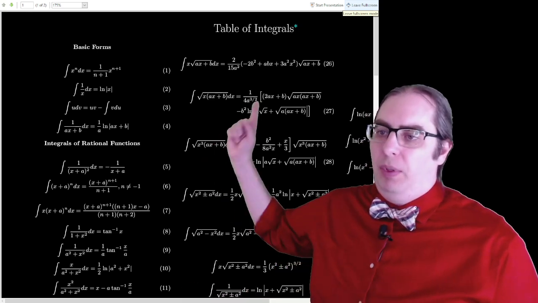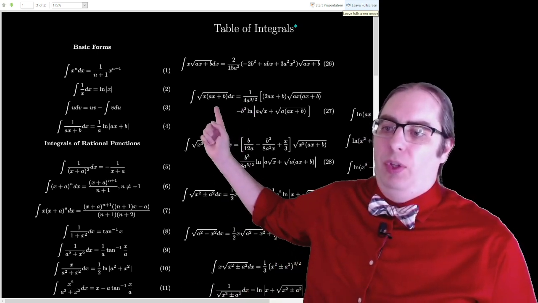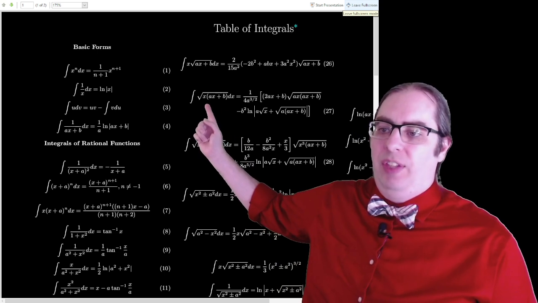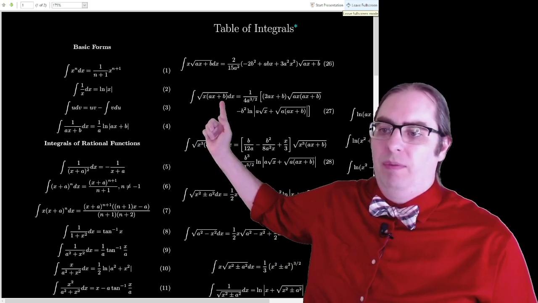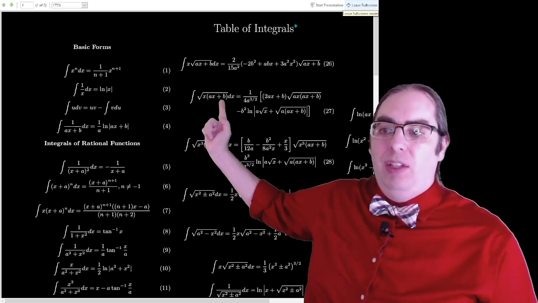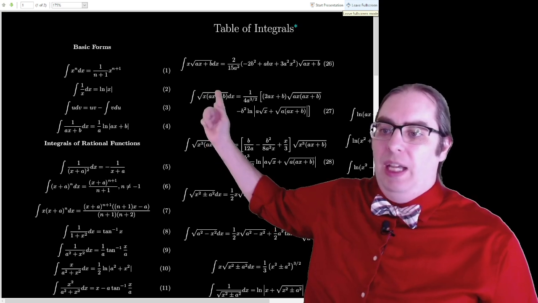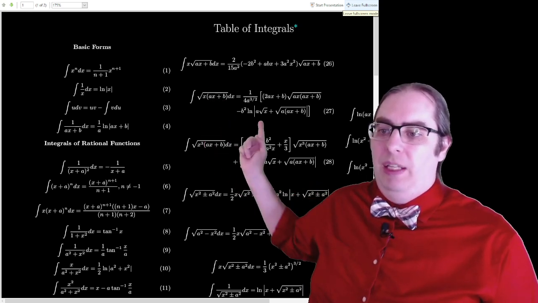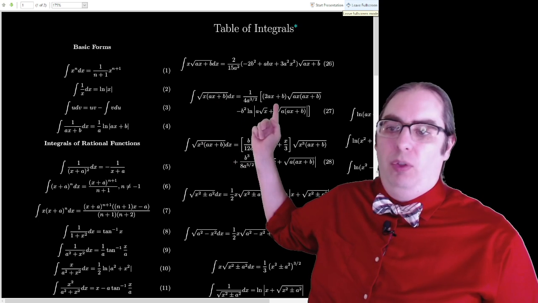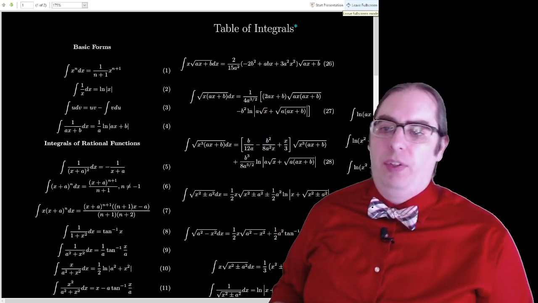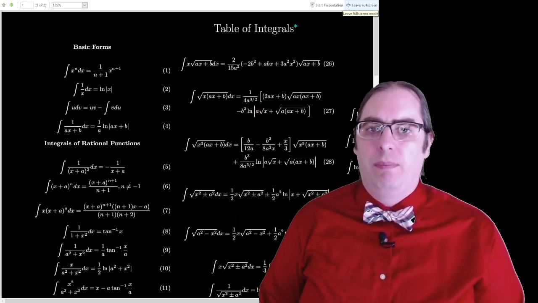So for example, if I have an integral that was something like the square root of x times 2x plus 3, then I would say that a is 2 and b is 3. I would plug them into this formula, and I would plug them into this formula to get my result. That's all there is to it.